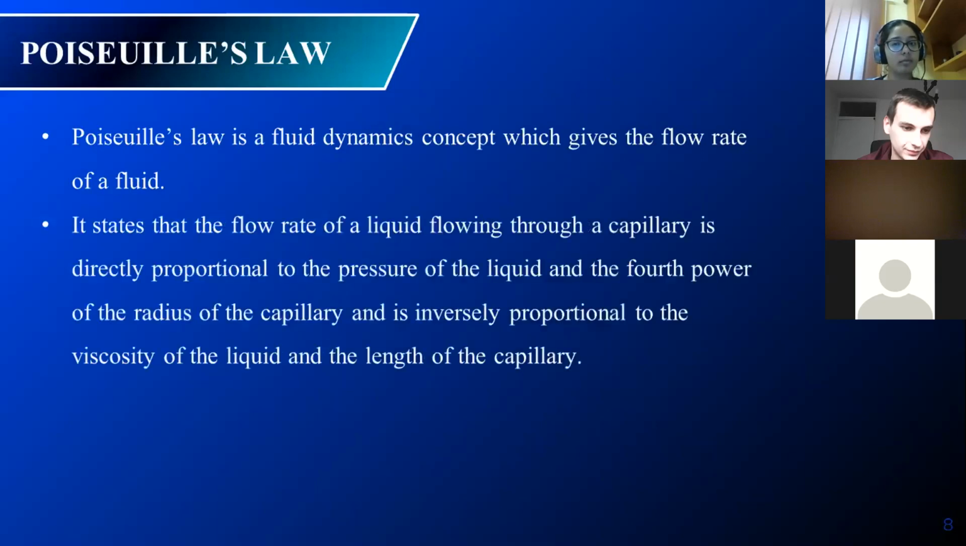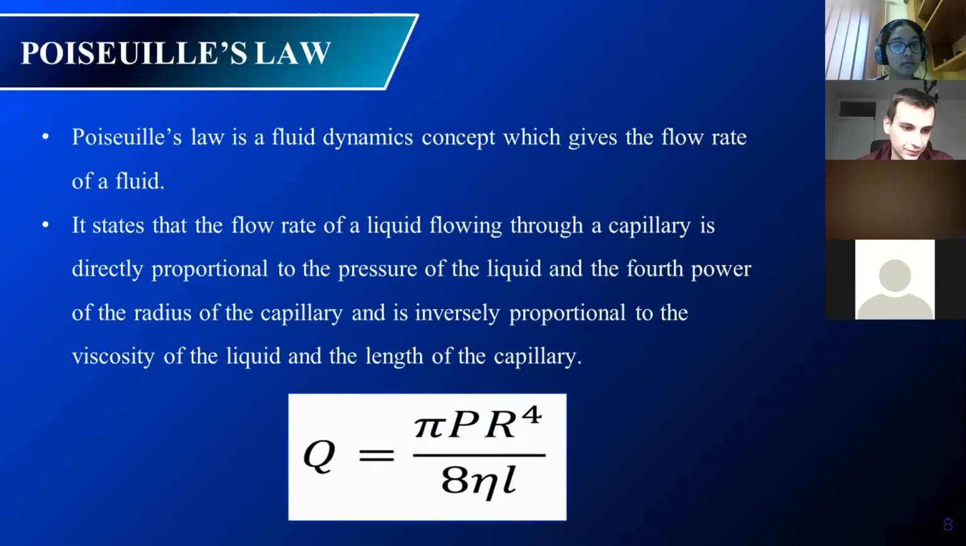This law states that the flow rate of a liquid flowing through a capillary is directly proportional to the pressure of the liquid and the fourth power of the radius of the capillary, and is inversely proportional to the viscosity of the liquid and the length of the capillary. This is the equation for Poiseuille's law. We will derive this equation in upcoming slides, which will give us the flow rate of blood.